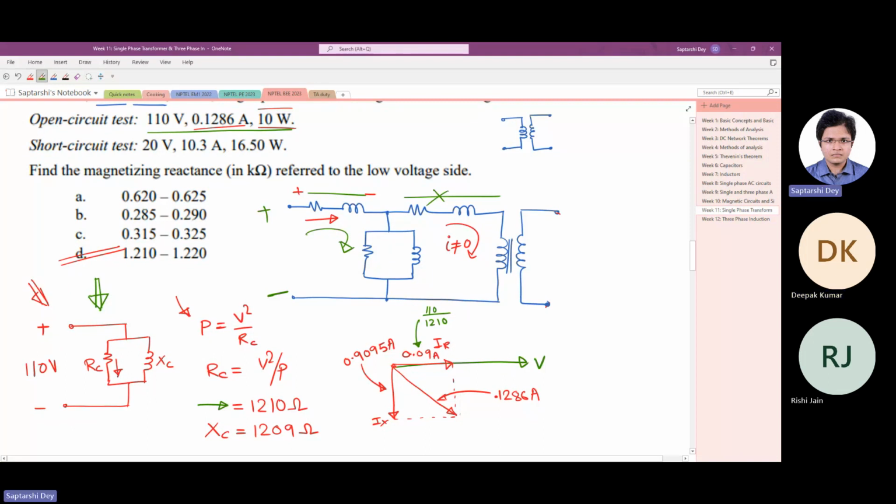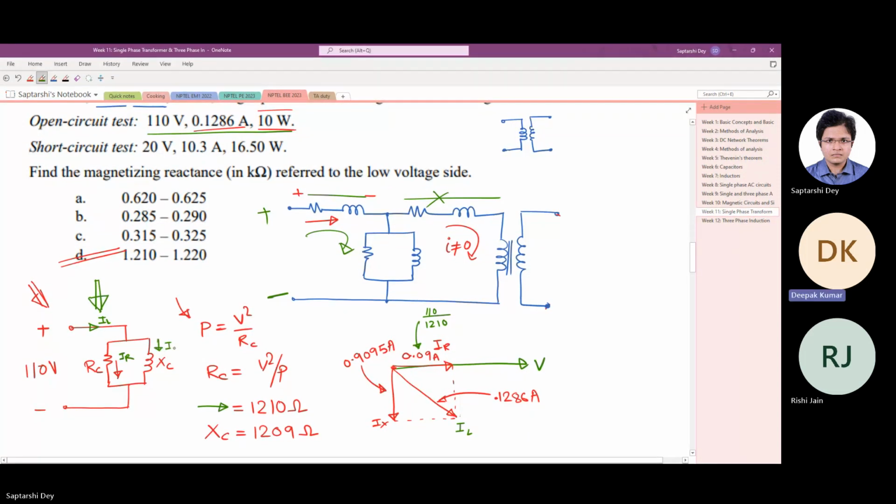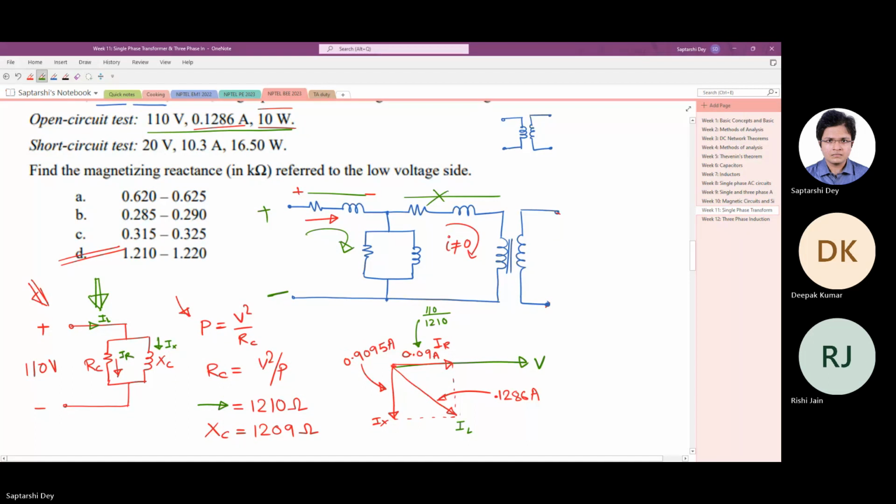Now, do you understand this phasor diagram? Yes, because the two components, magnetizing and active component, have a 90-degree angle. Should Ix lead V or lag V? Lag. Why lag?